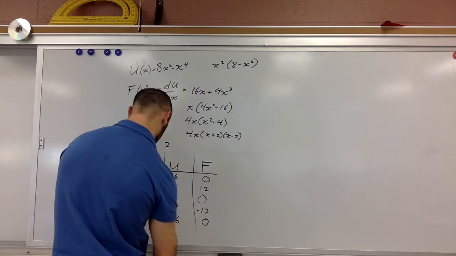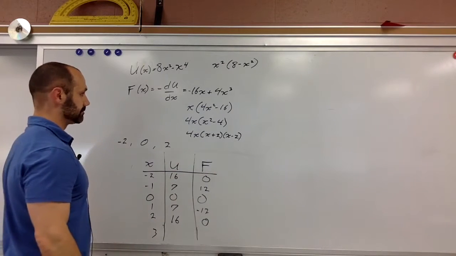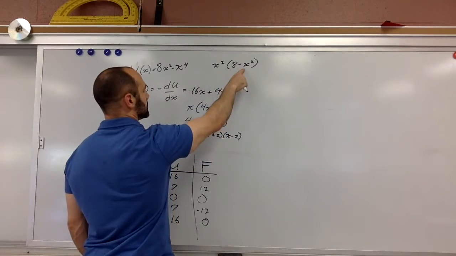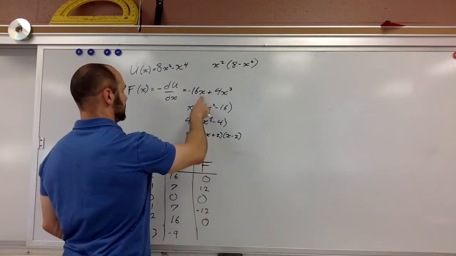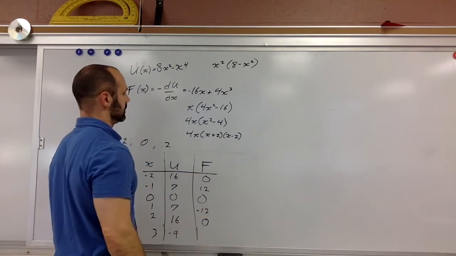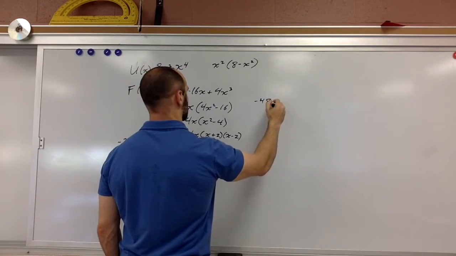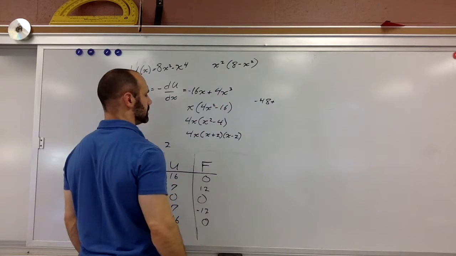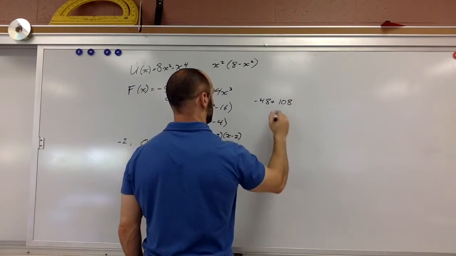What if I put in a 3, so I can see where this is going after 2? 3 squared is 9, and 8 times 9 is 72 minus 81 is negative 9 for the potential energy. For the force, 16 times 3 is 48, plus 27 times 4 is 108, so the force is 60.